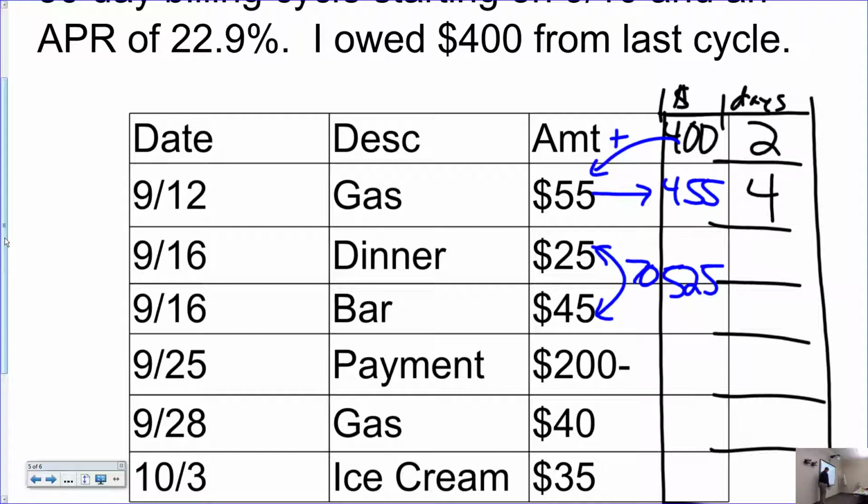Why 9 days? 25 minus 16. Yeah. And note that that process always works, folks, right? From the 25th to the 16th is 9 days. 25 minus 16. You count the 16th, you do not count the 25th. So you can just subtract those two numbers.